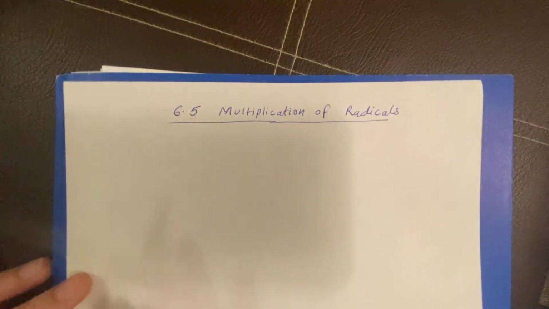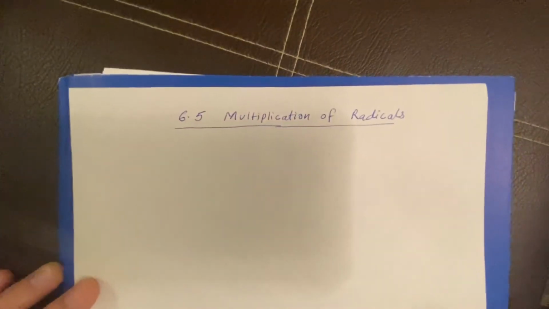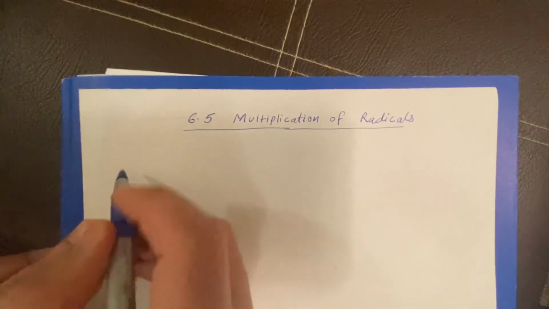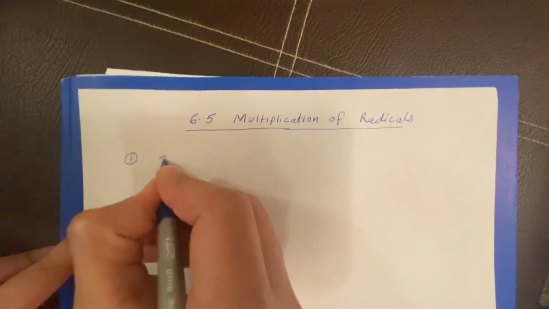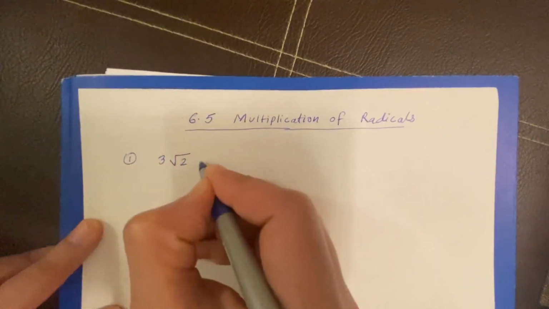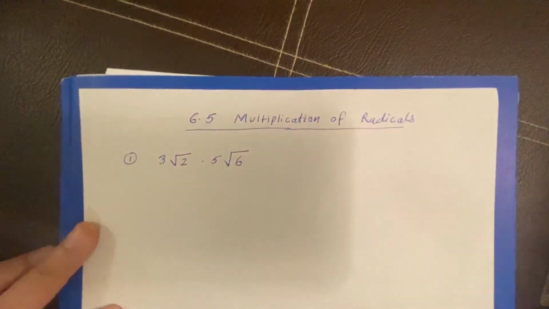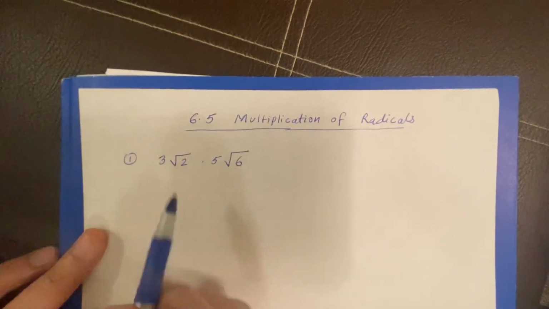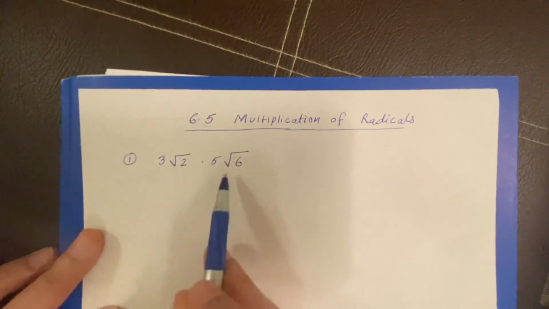Okay, this is now 6.5, which is about multiplication of radicals. All right, so let's start with this problem: 3 times square root of 2 times 5 times square root of 6. Now we are multiplying these two. We are not adding or subtracting.